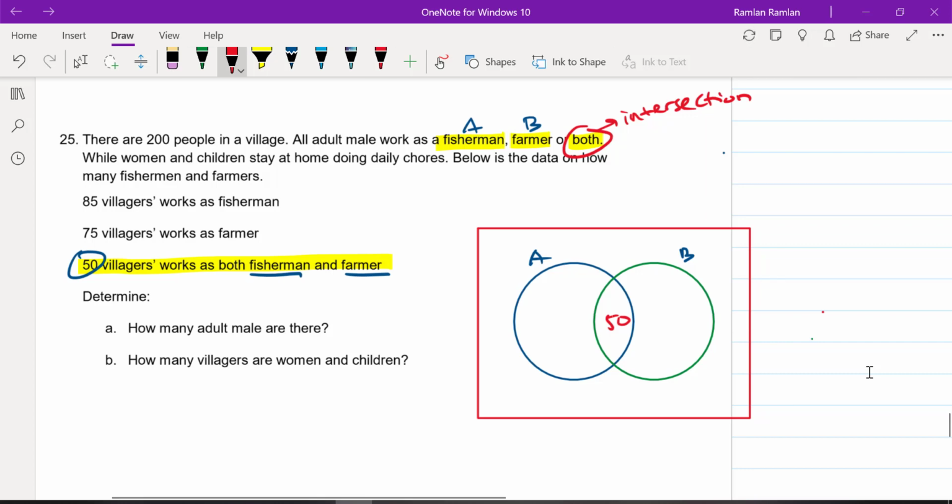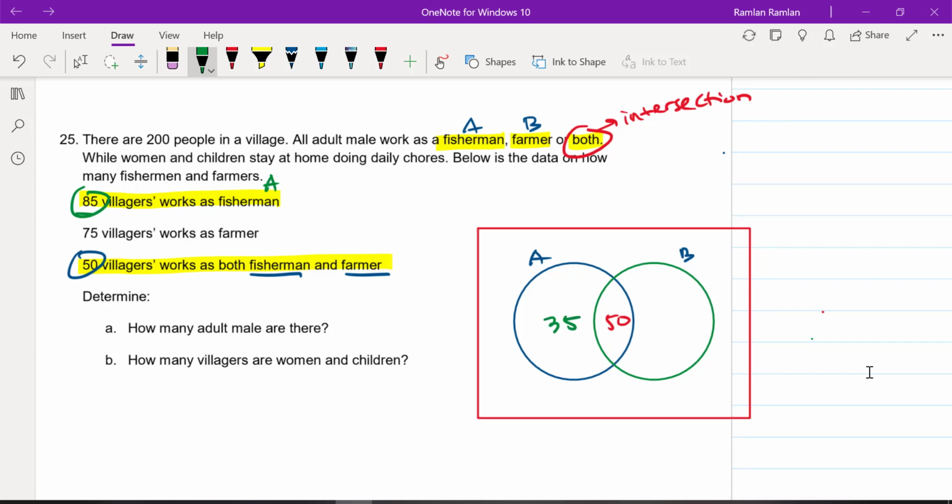We have these two more pieces of information from the list here. We have 85 villagers who work as a fisherman. Because fisherman is set A, this 85 will be included in all of the circle in here. But we know that of the 85, 50 of them also work as a farmer. So when we want to find the number over here, we only need to subtract 85 by 50, so that will be equal to 35, right?